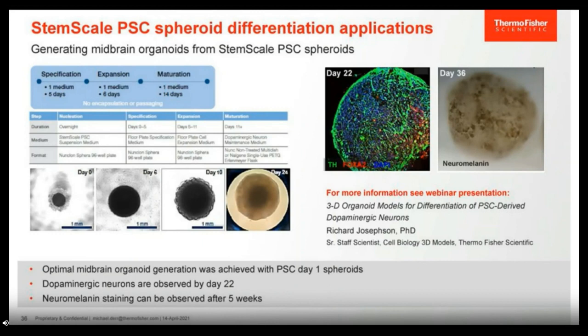This is really a benefit of the StemScale media and its improved nucleation of these spheroids. Even by day 1 of being in StemScale, you get quite robust spheroids, so they're able to go into differentiation protocols. This is not true for a lot of other suspension culture PSC media that we've tested.